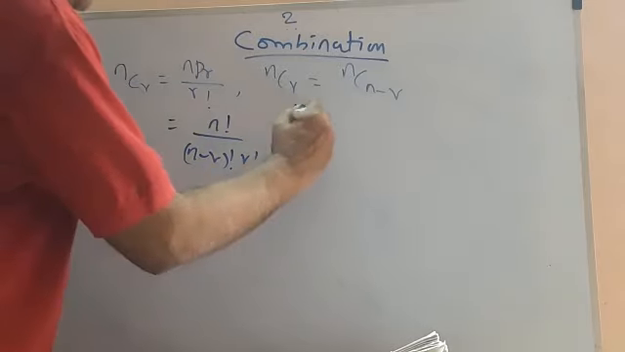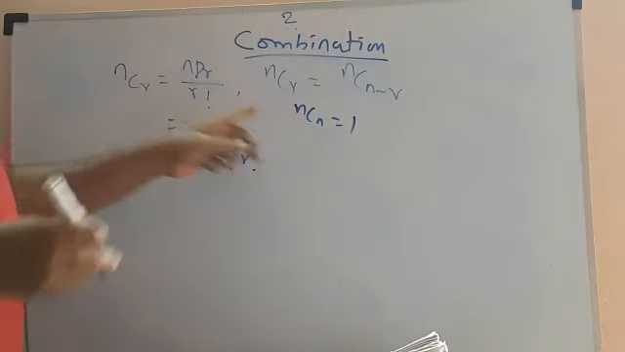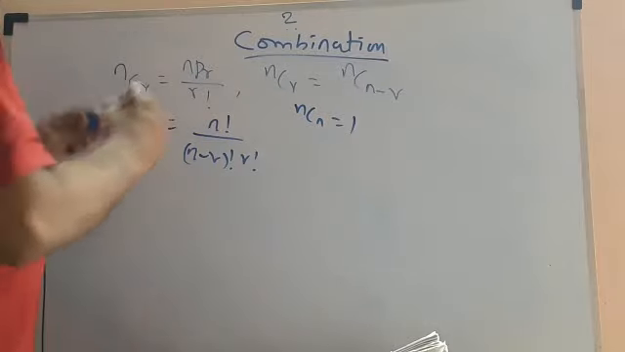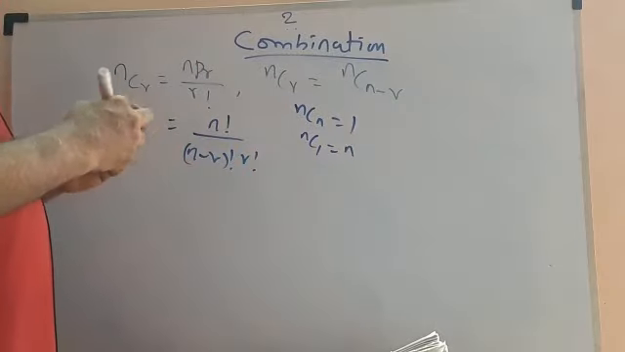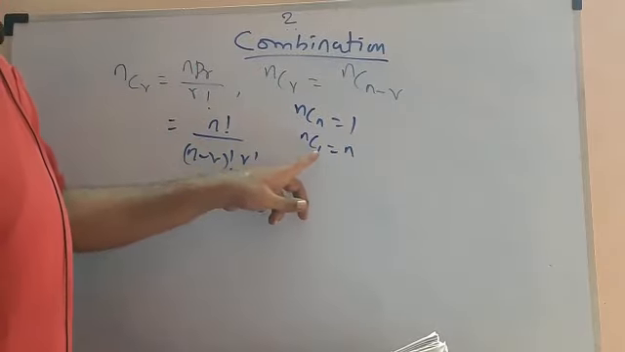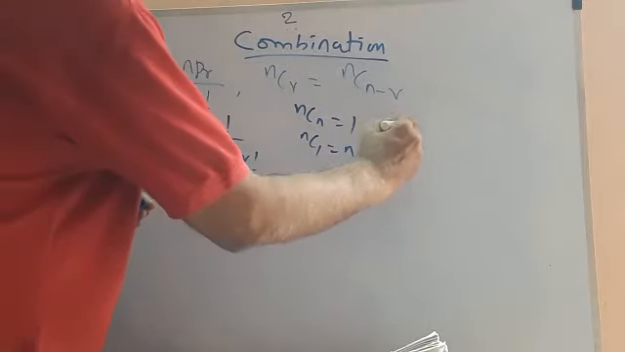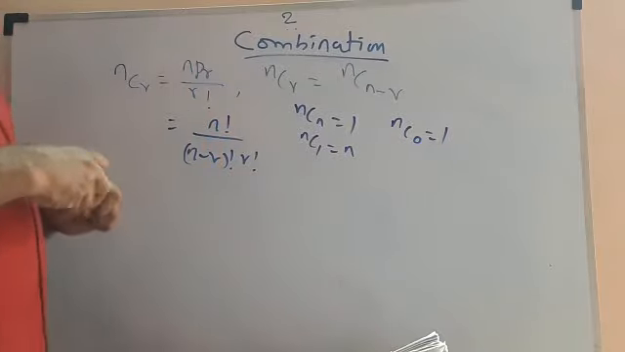Remember, what is nCn? 1. Why? Because the number of selections of n objects from n objects is only 1. nC1, that is n. Number of selections of one object from n objects is n. And of course, nC0 is also 1. Keep these things in your mind.